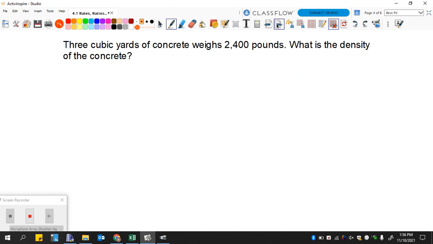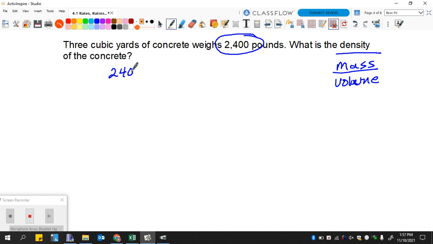All right, next one. 3 cubic yards of concrete weighs 2,400 pounds. What is the density of the concrete? Now remember, we're talking about density here. Density is mass over volume. So the mass here is 2,400 pounds.